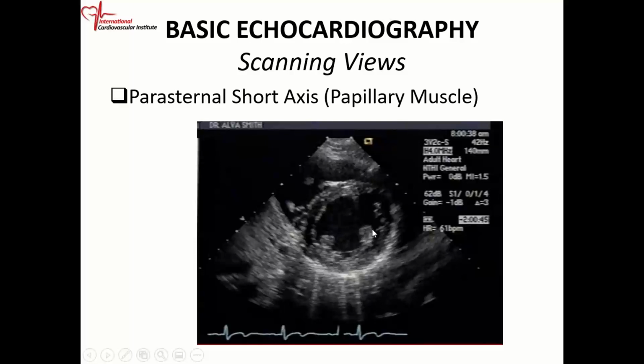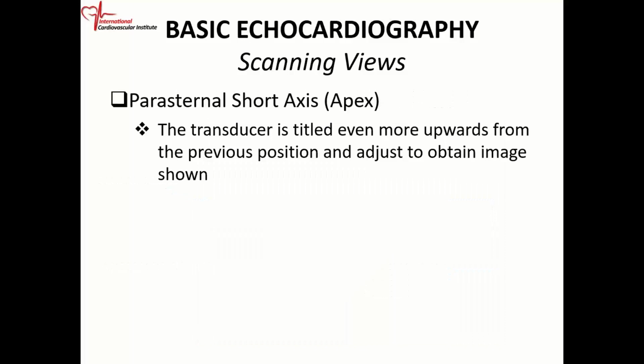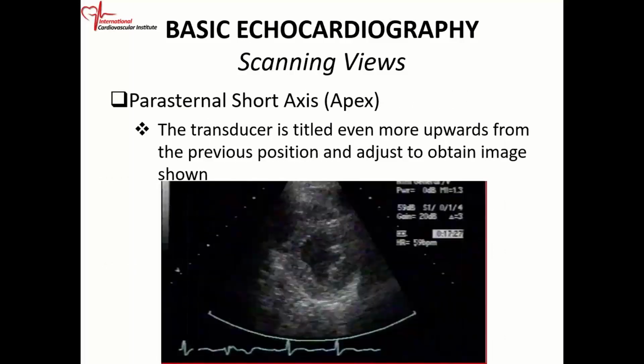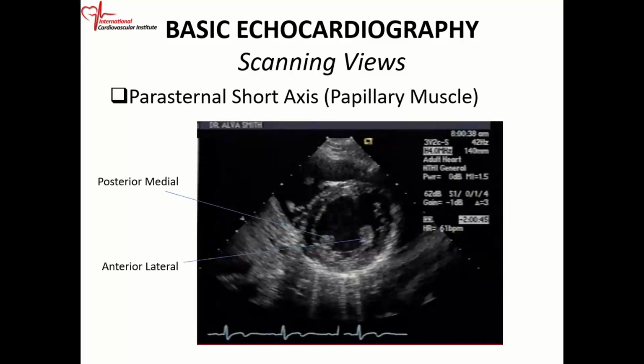You have to know the different types. This is the anterior lateral papillary muscle. This is the posterior medial papillary muscle. Again, this is the ventricular septum, LV cavity, and the right ventricle is right there. Posterior medial papillary muscle, anterior lateral papillary muscle. And of course, your ventricular septum is right there, the RV cavity, LV cavity.